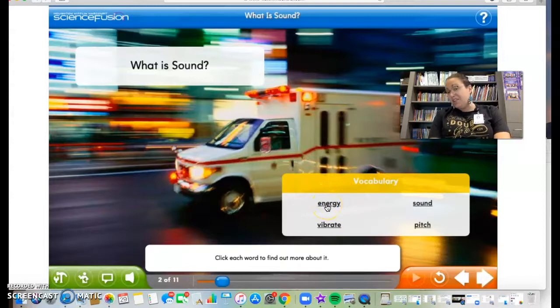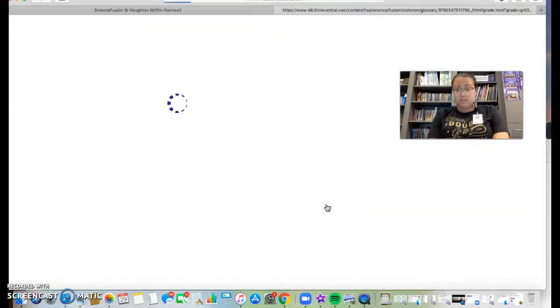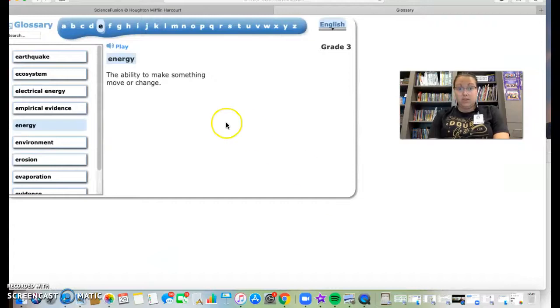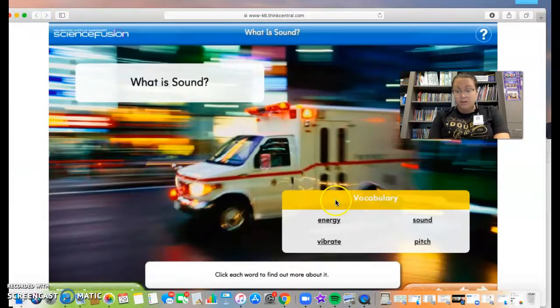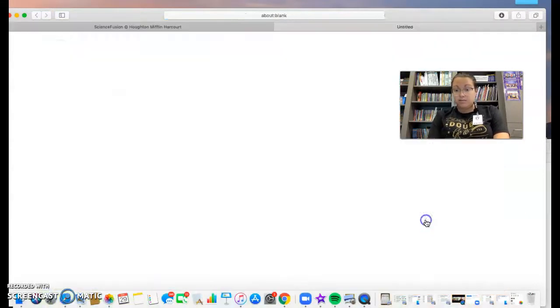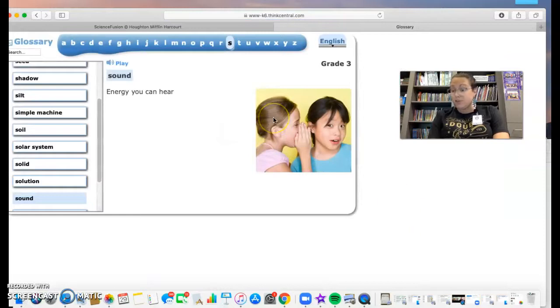All right, let's take a look at these words. Energy is what we're looking at in this whole unit. The ability to make something move or change. So the last lesson we learned about energy was about light energy. Today it's just a different form of energy. Sound is energy that you can hear. That's pretty easy to figure out.